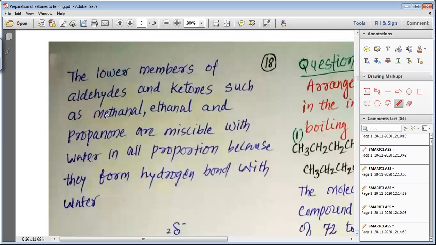The lower members of aldehydes and ketones, such as methanal, ethanal, and propanone, are miscible with water.